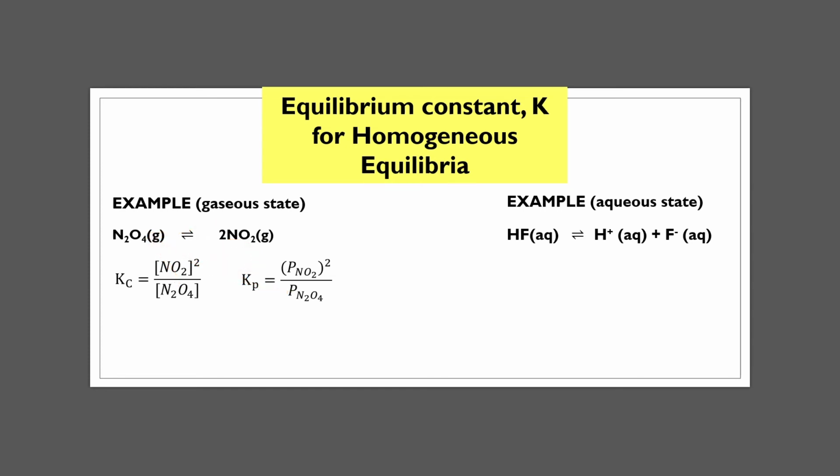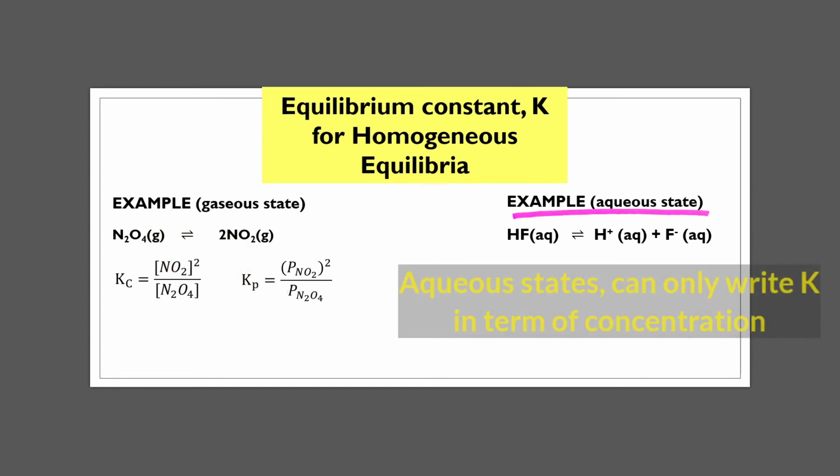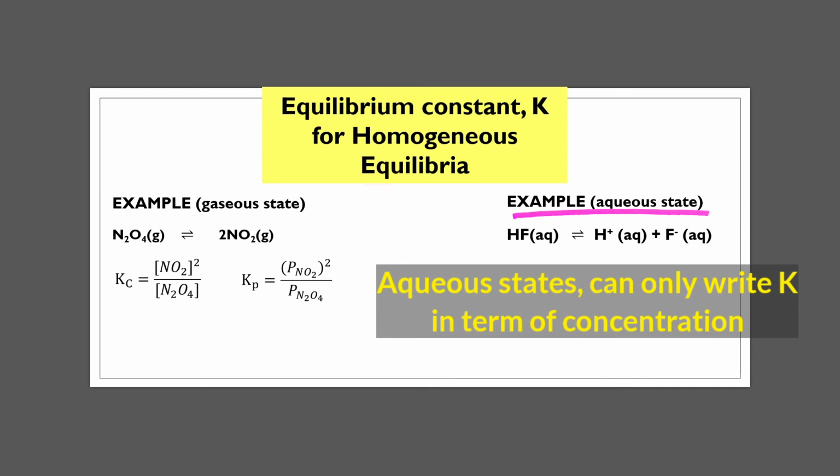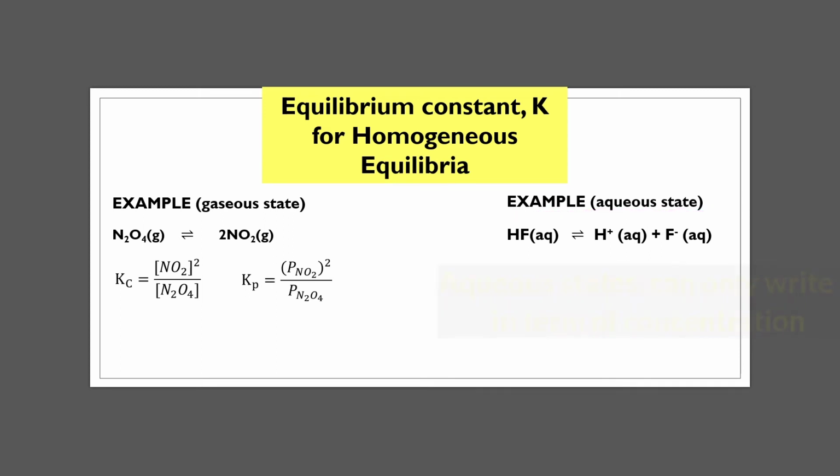For homogeneous equilibria in the aqueous state, we can only write the equilibrium constant in terms of concentration. So the equilibrium constant in terms of concentrations, Kc, can be written as the concentration of the product hydrogen ion multiplied by the concentration of fluoride ion, over the concentration of the reactant hydrogen fluoride.